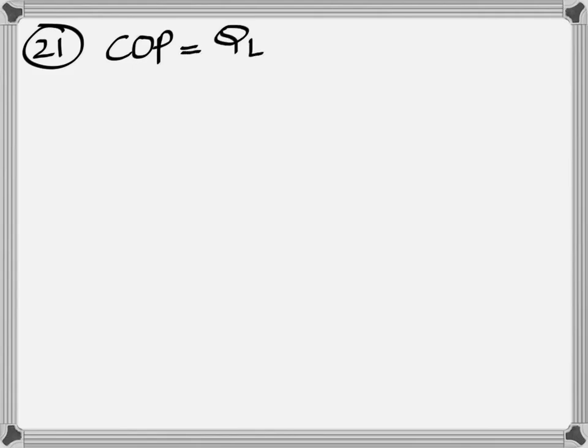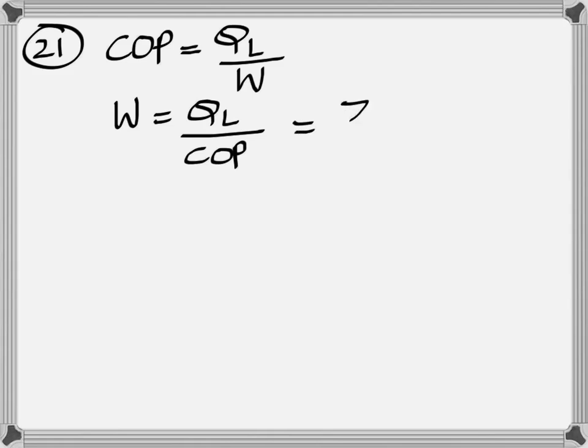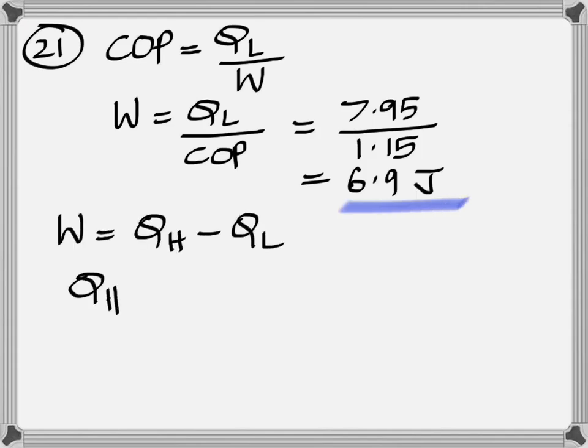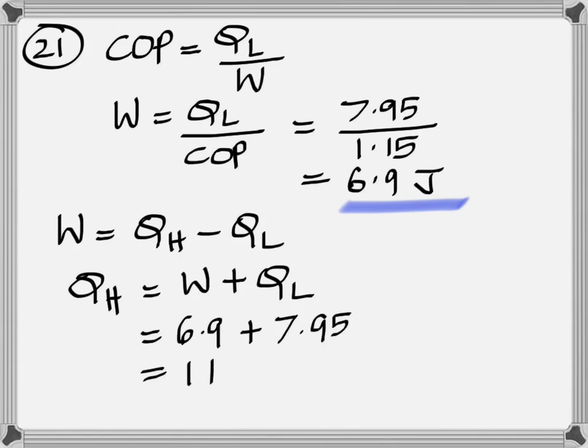21. Coefficient of performance of a refrigerator is QL by work. So the work is QL by COP, and you get 6.9 joules. But again, work is QH minus QL. So the heat absorbed from the freezer is 6.9 joules, but the heat rejected to the atmosphere is 14.86 joules.